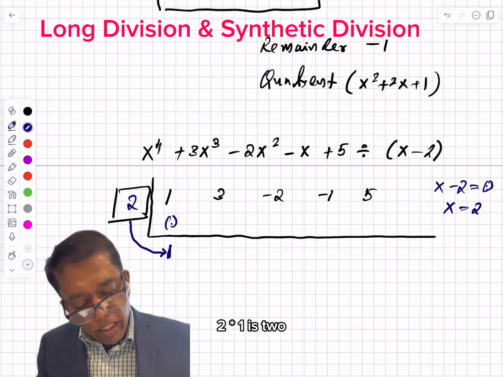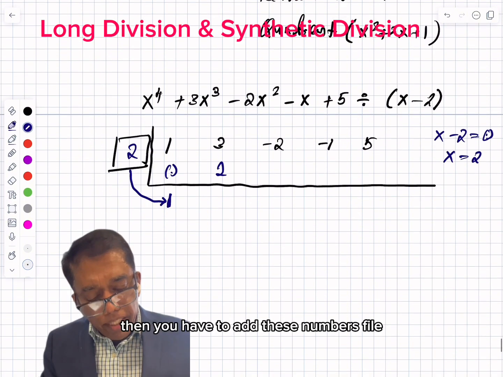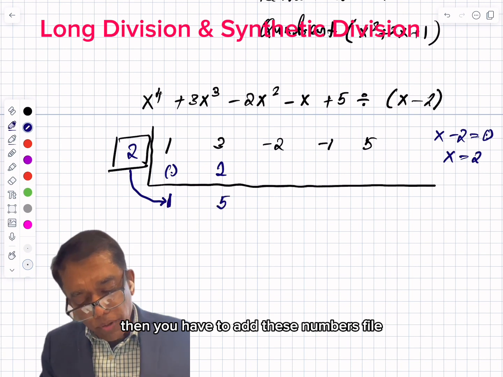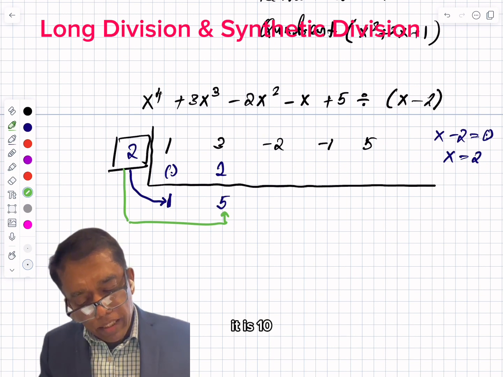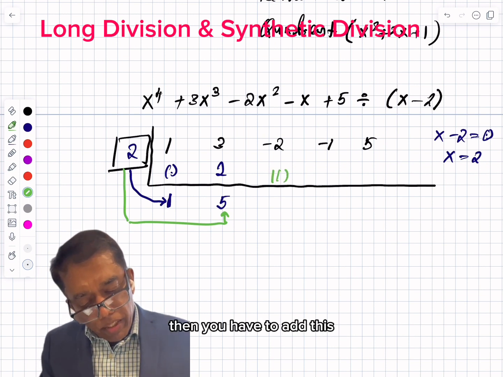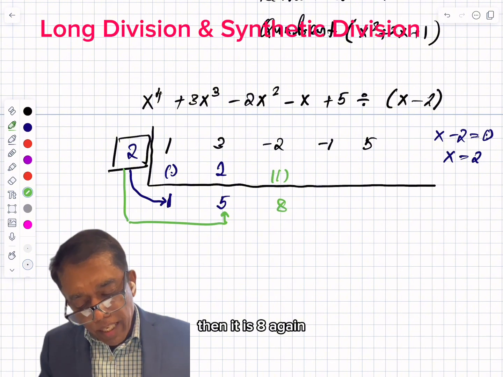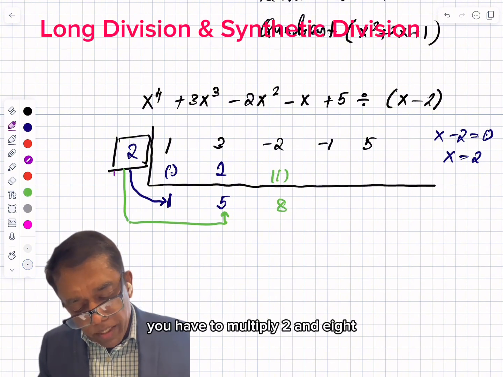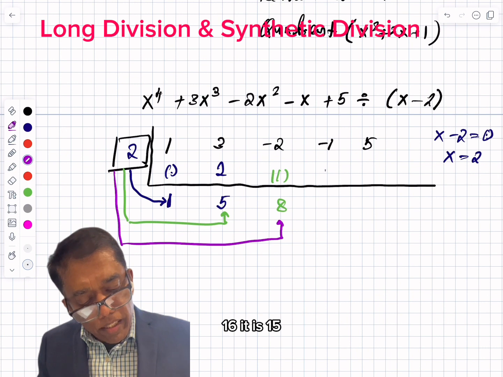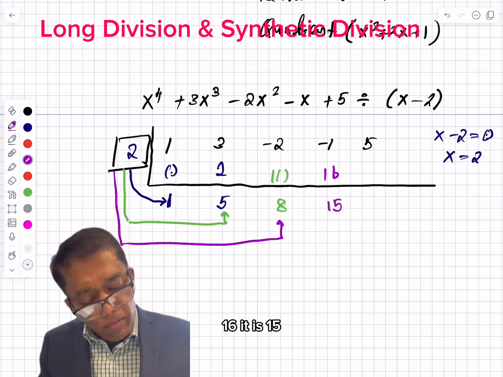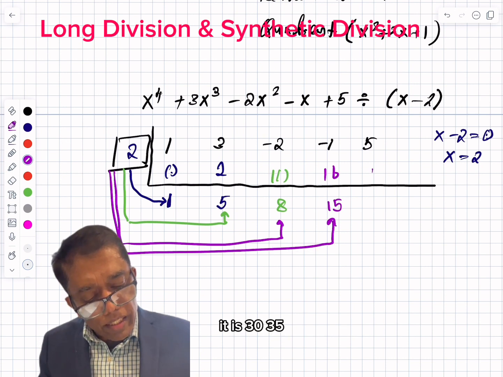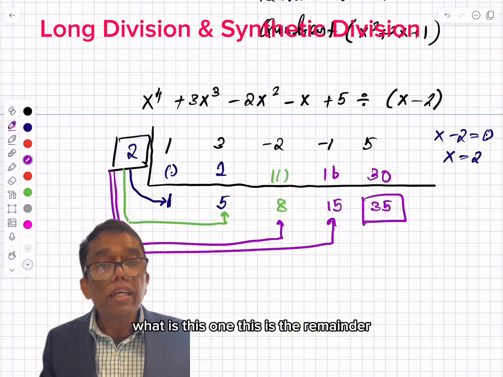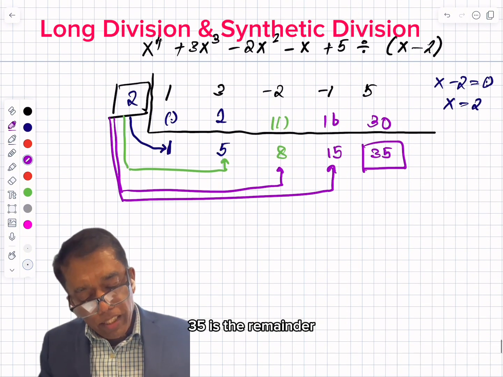2 times 1 is 2. Then you have to add these numbers: 5. Then you have to multiply 2 and 5. It is 10. Then you have to add them. It is 8. Again you have to multiply 2 and 8: 16. It is 15. You have to multiply this 2 and 15: 30. 35. What is this one? This is the remainder. 35 is the remainder.